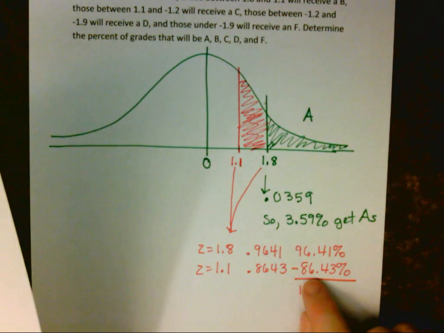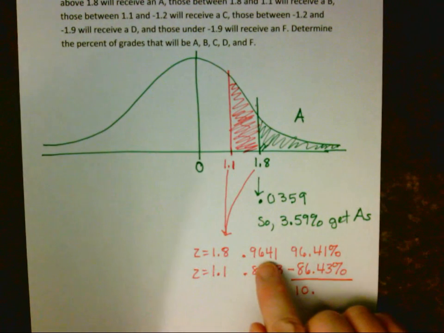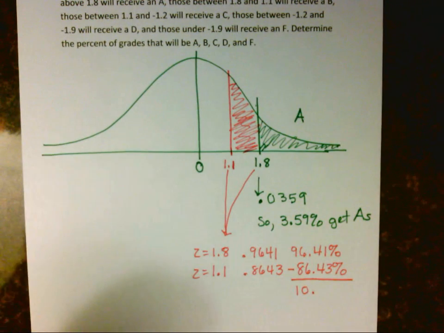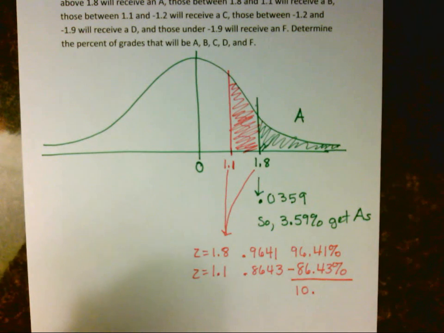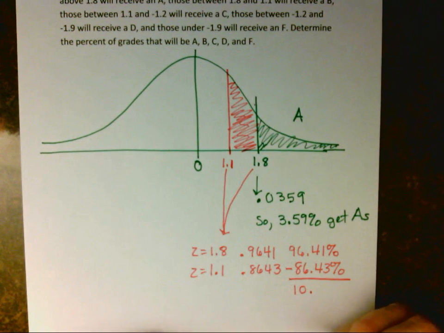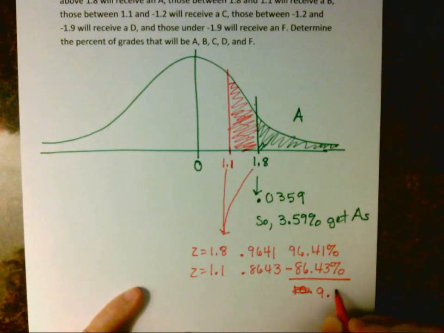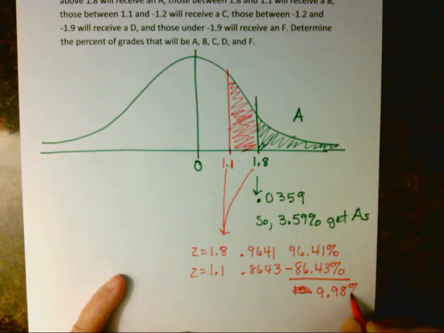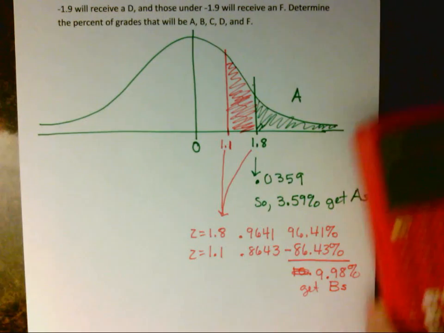1.1 is 0.8643, and a 1.8 is 0.9641. Okay, so I'm going to have 96.41 minus 86.43. Oh, I did my subtraction the wrong direction there. It kind of got me off. Okay, so I subtracted that. I get 9.98% get B's. 9.98%. Okay.